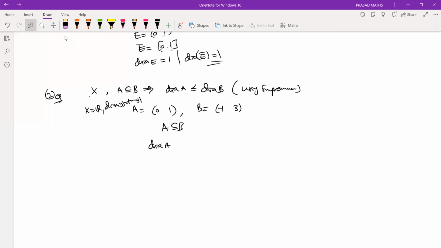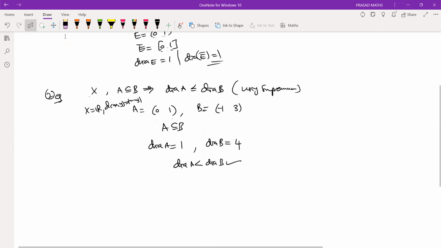What is the diameter of A? The diameter of A is the length of the interval, that is 1. What is the diameter of B? The diameter of B is nothing but 4. So clearly one can easily observe that the diameter of A is less than the diameter of B. This is also a very, very important property. Is it clear? Right?